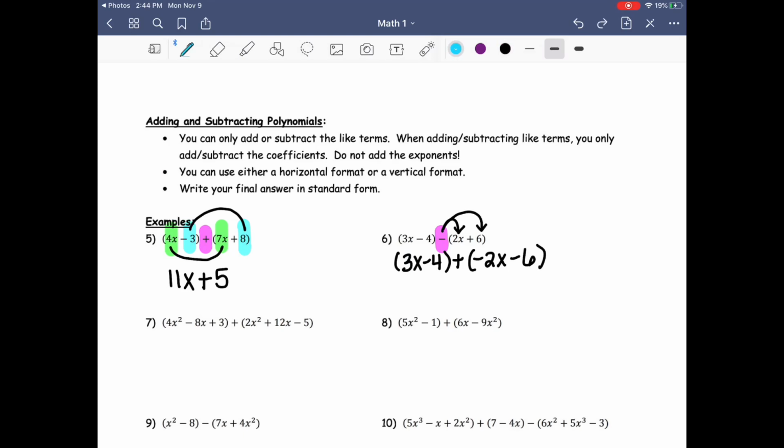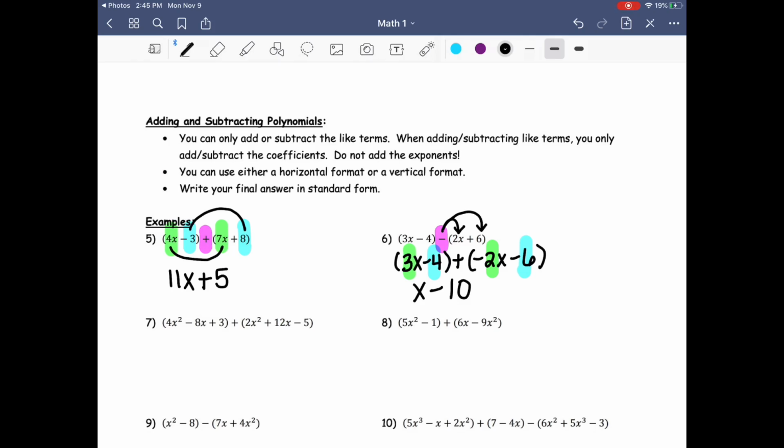So then we have 3x and negative 2x, so those are going to combine to make just 1x, or x. And then we have negative 4 and negative 6. So negative 4 and negative 6 are going to make negative 10.